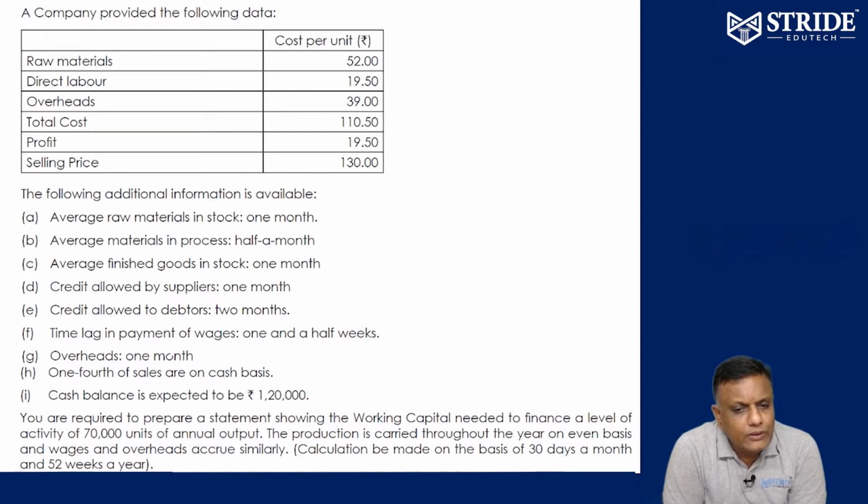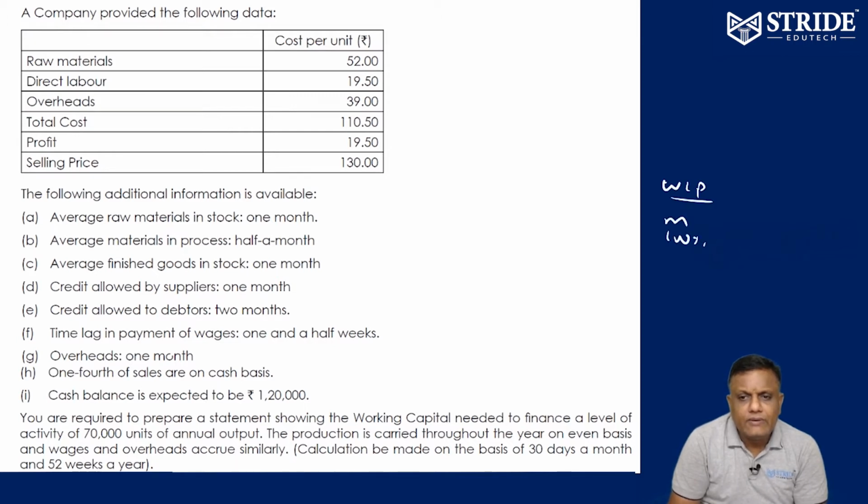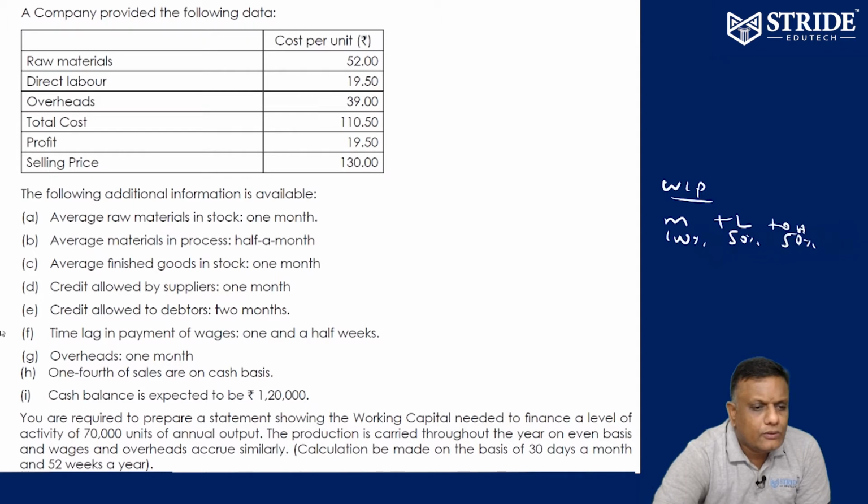You are required to prepare a statement showing working capital needed to finance a level of activity of 70,000 units of annual output. The production is carried out throughout the year on an even basis. Wages and overheads accrue similarly. 1 month equals 30 days, 52 weeks in a year, right. Now here, average stock of WIP is half a month. Assumption: material is 100% converted in WIP, labor 50% converted, overheads 50% converted. Right. Let's see how to solve.